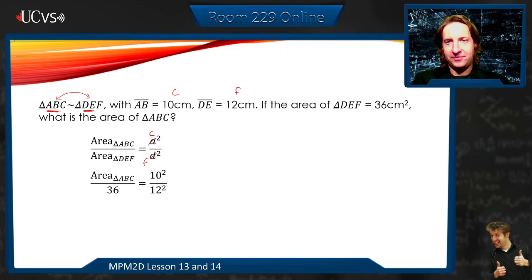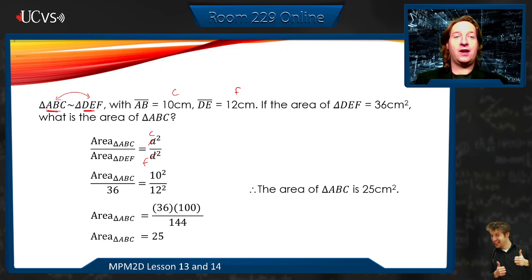But we know that the area of DEF is 36, so I plugged in 36, and I plugged in 10 and 12 into my side lengths. I'm going to square them, and then cross multiply again. So 36 times 10 times 10, which is 100, divided by 12 times 12, which is 144, which works out to 25. So the area of triangle ABC is 25.